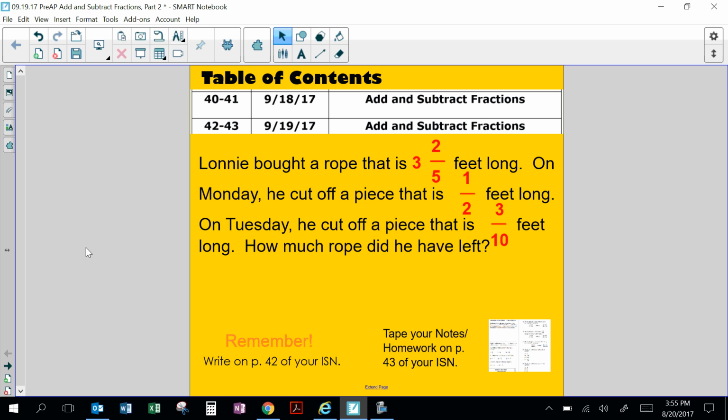So let's think. There's two ways to solve this. You can start with the original quantity of 3 2/5 feet and cut off half a foot from that, and then whatever answer you get, you cut off another 3/10 feet from that. Or you can combine and figure out how much he cut off in all, combining Monday and Tuesday and then taking it off from the original quantity of 3 2/5. I prefer this latter way, so let me show you.